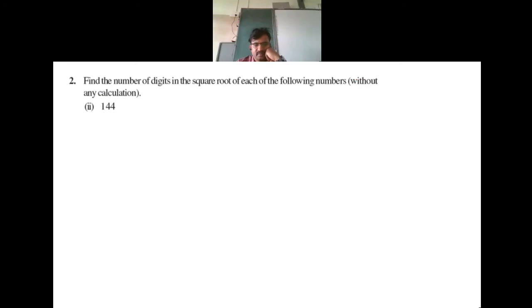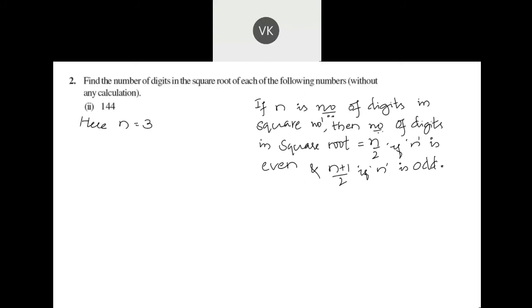Now if it is 144, the number of digits is 3. Three plus 1 divided by 2, that is 4 by 2, which is 2 digits, sir. Correct. N plus 1 by 2, if you do, we get 2 as the number of digits in the square root.